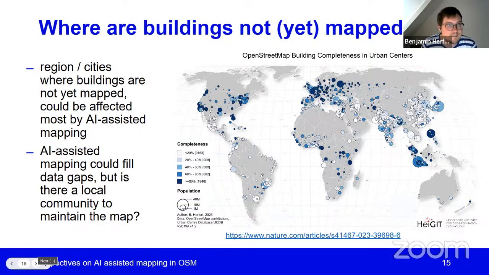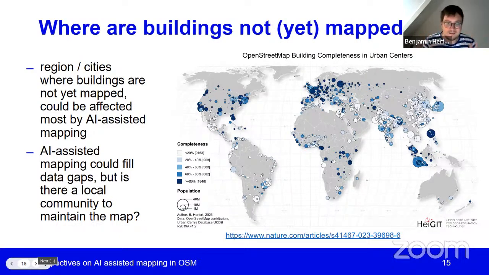So for instance, you see that the region where I'm based, Heidelberg, in Western Europe, there are many cities which have a very high completeness of buildings. So most of the buildings are mapped here. You see also many other examples around the world where the communities already mapped a lot of buildings in the city, where there's also a high completeness. And now we take a look at the other side, all the places where there are no buildings mapped or not yet mapped.